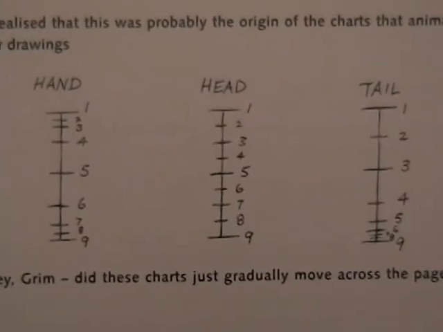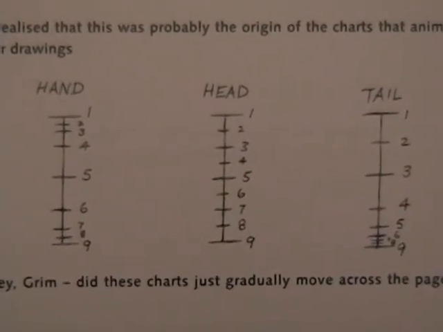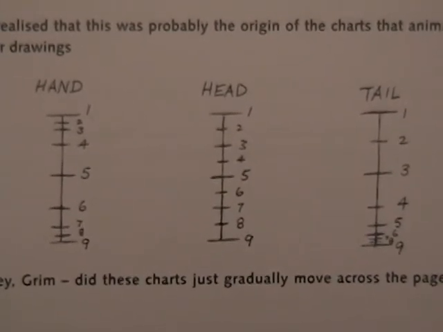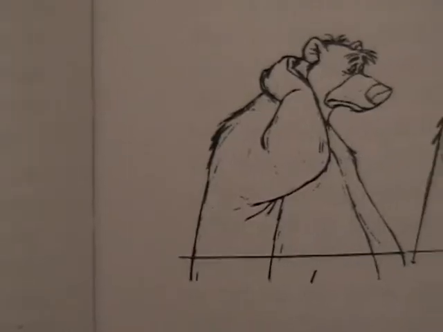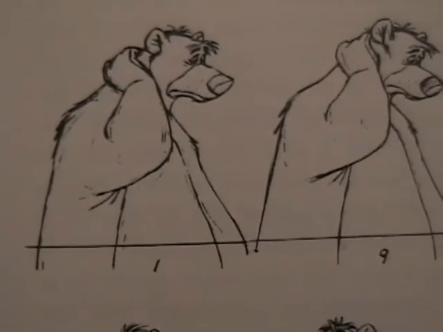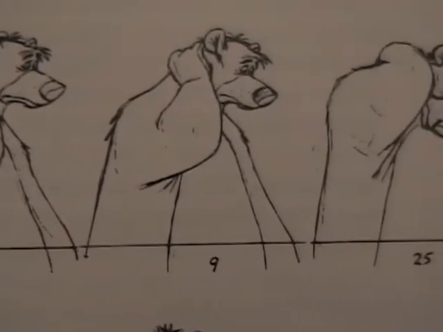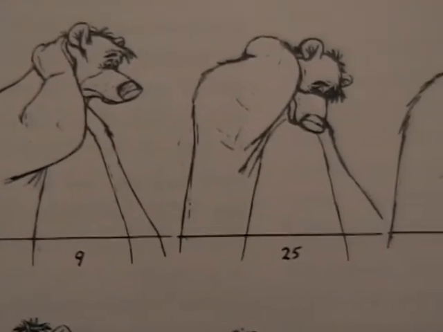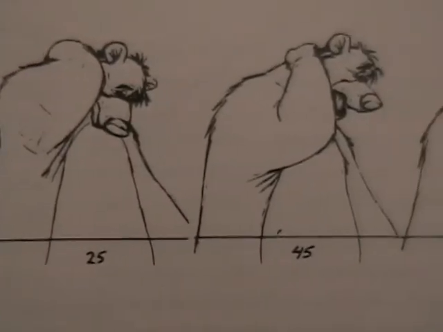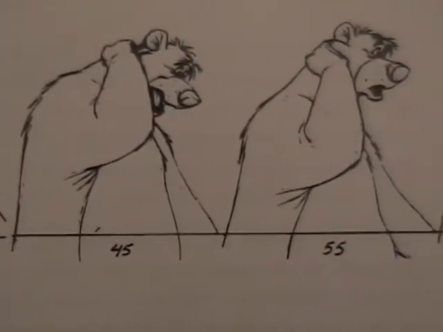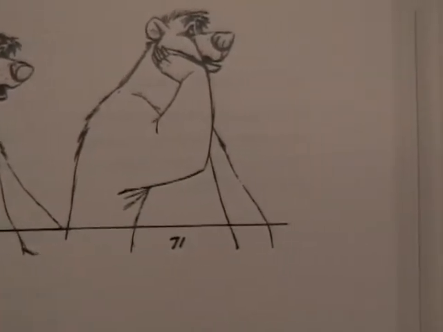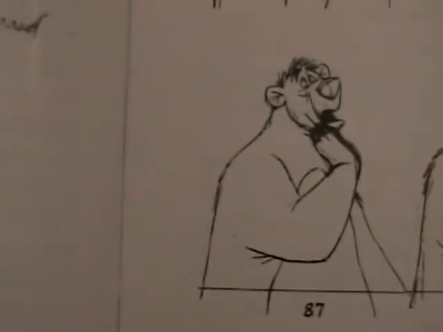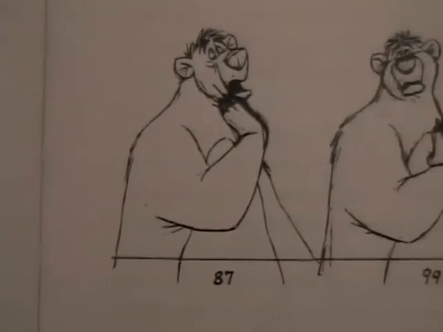Timing is how you arrange the frames of the movement to create a sense of speed or even a feeling. Here, we see Baloo from the Jungle Book thinking deeply. Notice how the timing is spread apart and uneven. This creates a slow movement, which brings a feeling of gloom to Baloo.